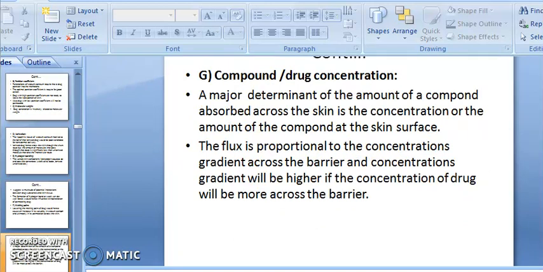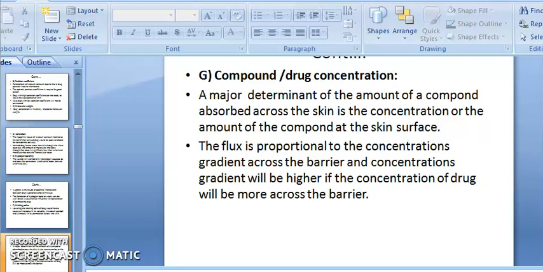Compound drug concentration. A major determinant of the amount of compound absorbed across the skin is the concentration, or the amount of compound, at the skin surface. There is an amount of drug present on your skin surface after applying the concentration of drug that the dosage form contains.